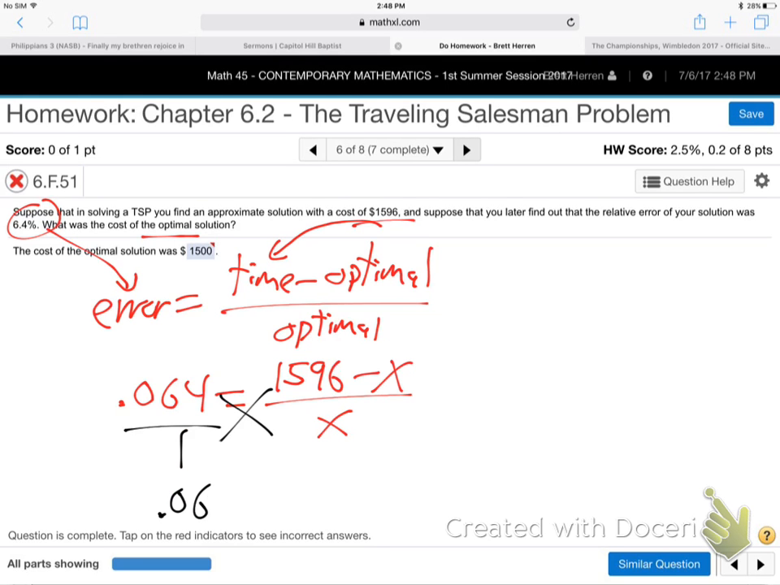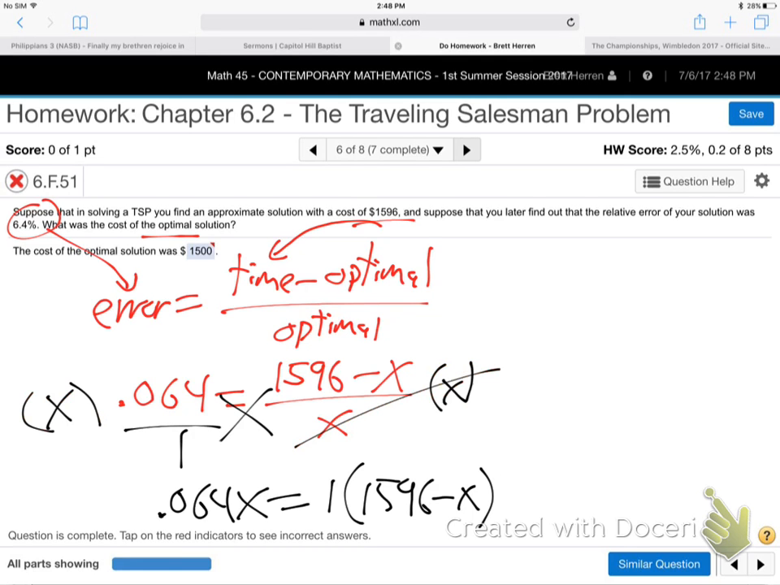It'll be 0.064X is 1 times 1596 minus X. Everybody see what I did there? Remember that from your algebra days? Those glorious algebra days? All right, cross multiply. Boom, boom, like that. Or multiply by X, same effect. If you multiply by X, see how it's going to be exactly the same thing. These will just cancel. This is X times 0.064, same thing. Two ways of saying the same thing.